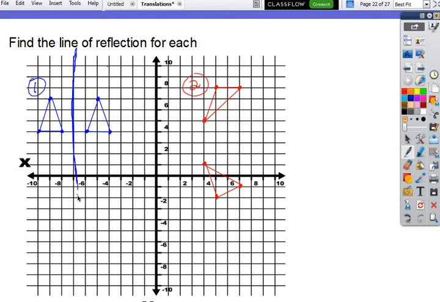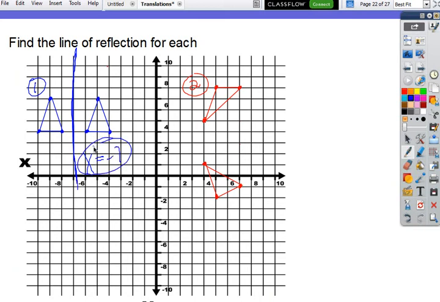If it is a vertical line, x equals some number. And in this case, it's -7. So that would be my answer.